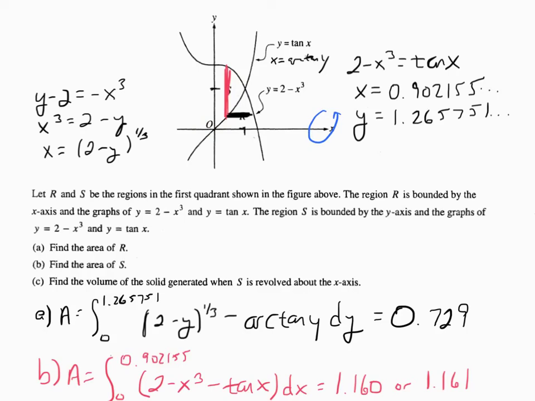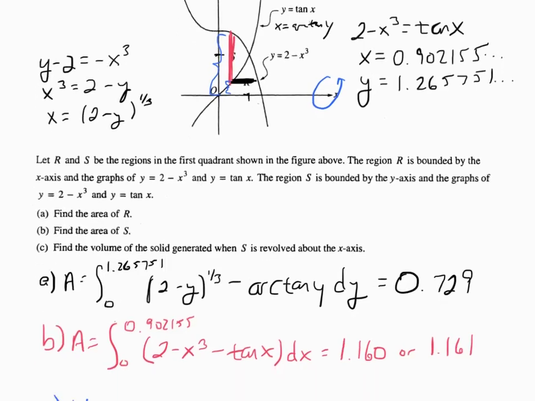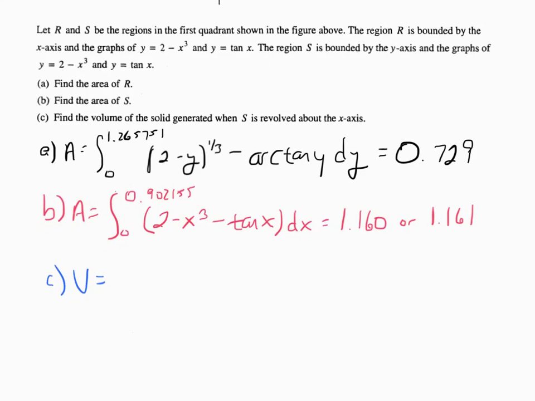So we're going to have the outer radius squared minus the inner radius squared. So that would be the cubic function squared minus the tangent function squared. So we've got pi, the integral, from 0 to 0.9 of the cubic function squared minus the tangent function squared.